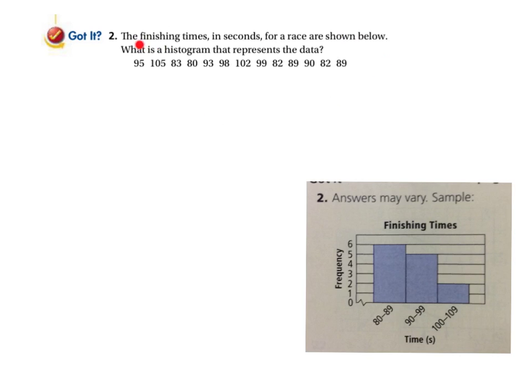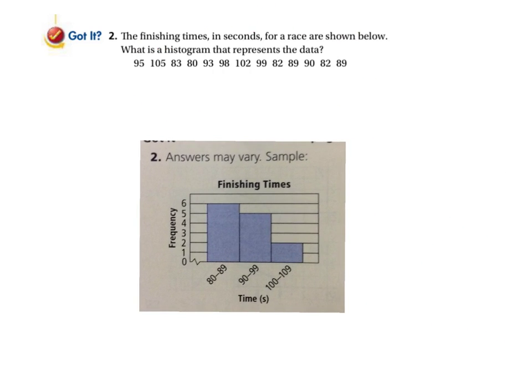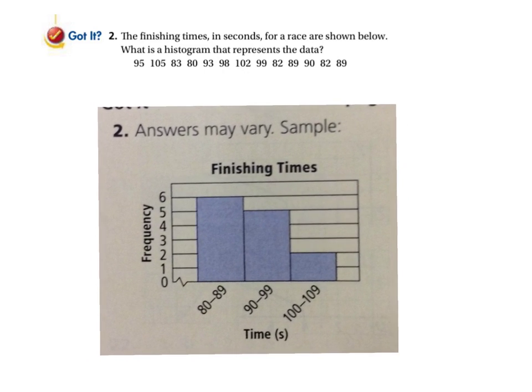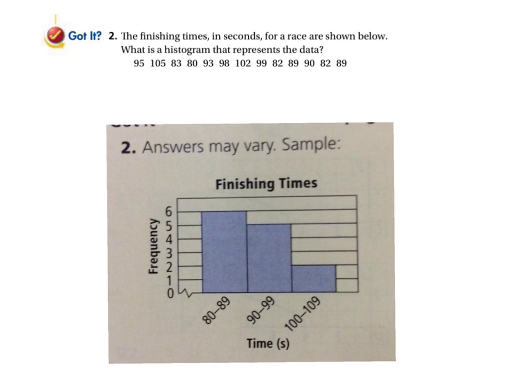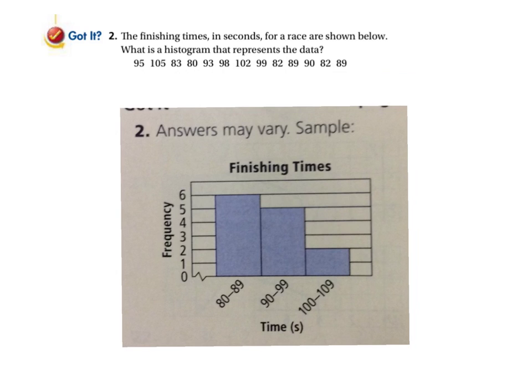What is a histogram that represents the data? Now, I don't know what the one that you made looks like, right? You could have done larger or smaller intervals, fewer intervals, more intervals maybe. This is one possibility. So notice here, frequency on the side, intervals on the bottom, label, label, label, and bars touching, all of the same width. That's important. So those are the rules. Again, this is one possibility. Yours might look different.